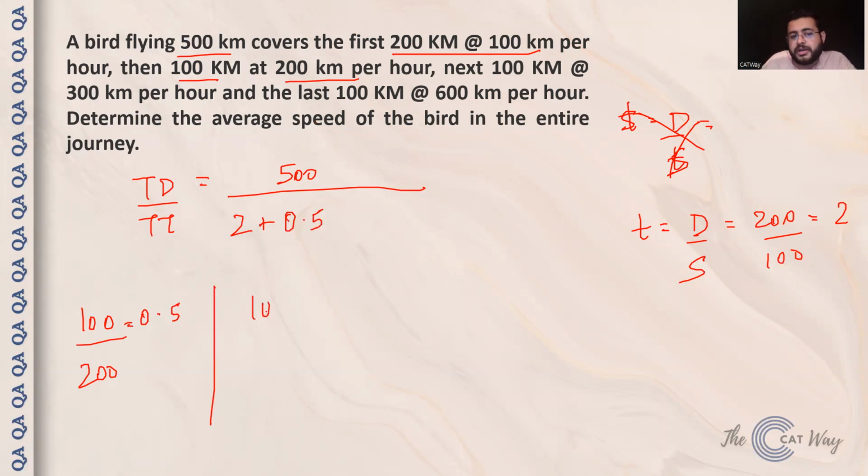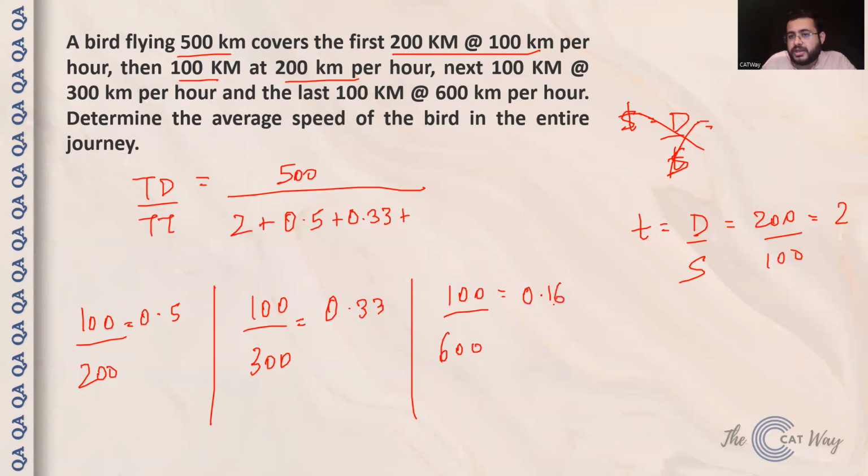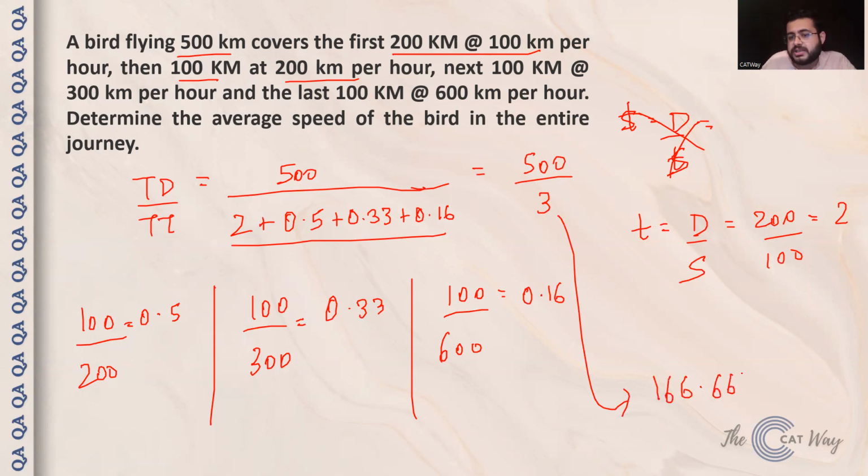The third stretch is 100 kilometers at 300 kilometers per hour. We get 0.33 hours. Let's add it up. The fourth one is 100 kilometers at 600 kilometers per hour, so this one is going to be 0.16 hours. Let's add it up. The total distance we know is 500, and the summation of the times is equal to 3. So the final answer for the average speed is 166.66 kilometers per hour.